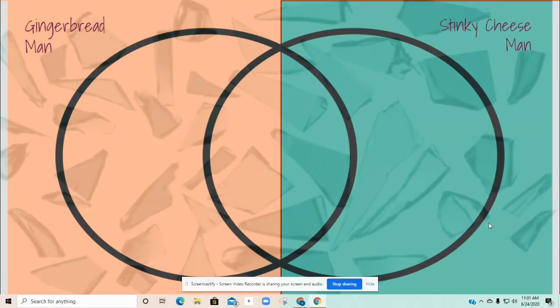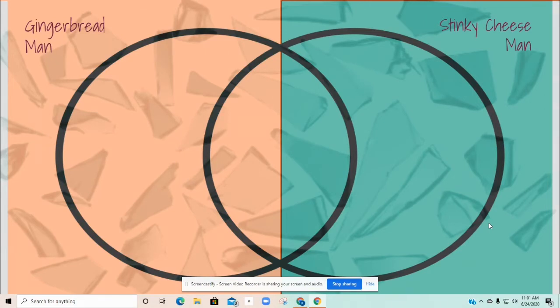Okay, so now it's time to compare our two stories. The stories that we're going to be comparing today are the Gingerbread Man and the Stinky Cheese Man. If you don't know the Gingerbread Man story, it's about a little old lady and a little old man who are very, very lonely. And one day, the little old lady decides to make a gingerbread man, like the kind of thing you make at Christmas.